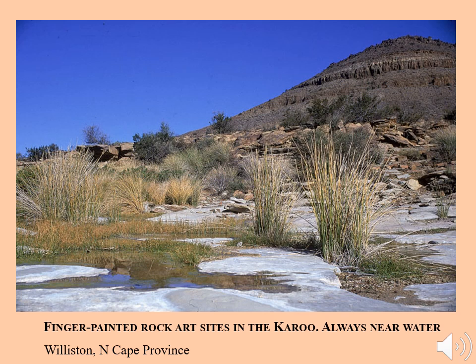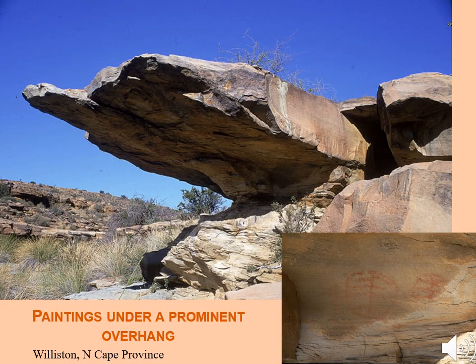Here we have water, and then at the back we have a little overhang where there are some paintings. Here you can see in more detail what the overhang looks like. It's not a living space, it's a place away in the shade and a place close to the water. And you can see the two designs that were made inside this overhang.